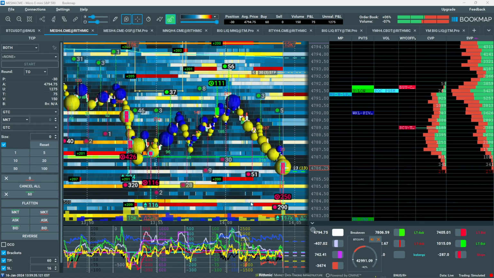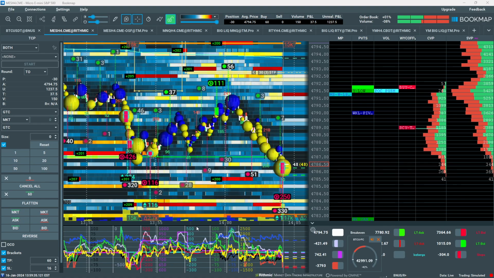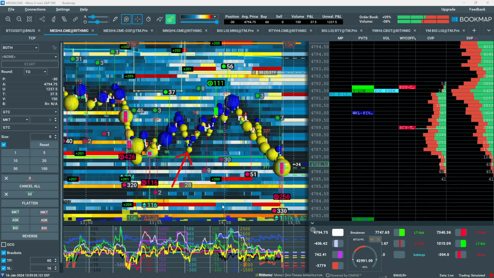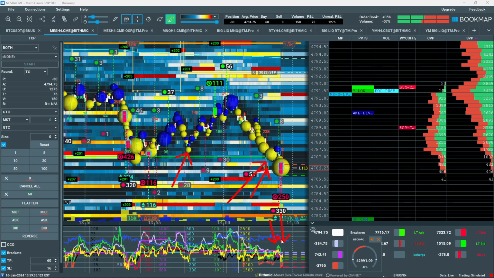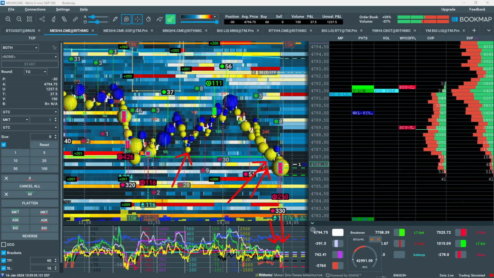Absorption sellers ES. Stops ES sell. Stops NQ sell. Absorption RTY.